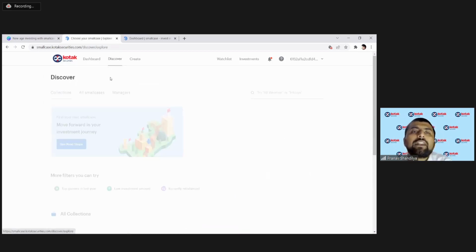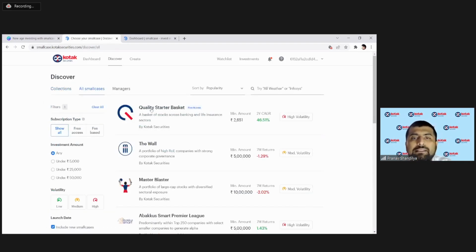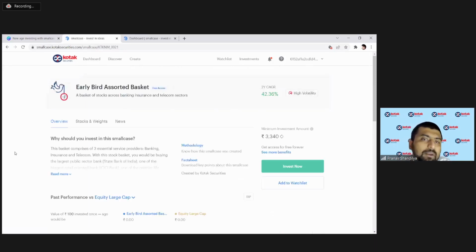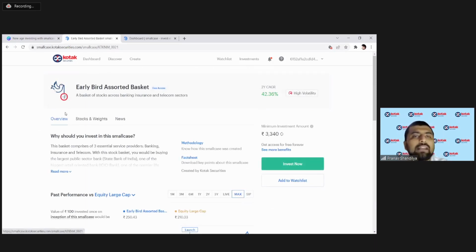Now, let us take a look at some other baskets that exist on the platform. So we have another basket called, I'm taking random examples here, Early Bird Assorted Basket. And here, the exposure is being taken to banking, insurance, and telecom sectors. So you can readily see that over here.